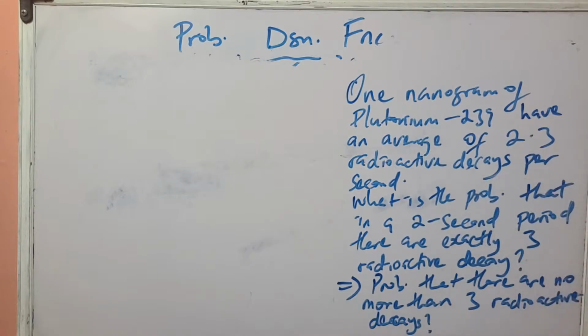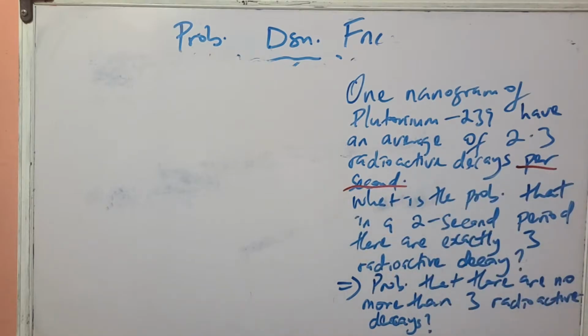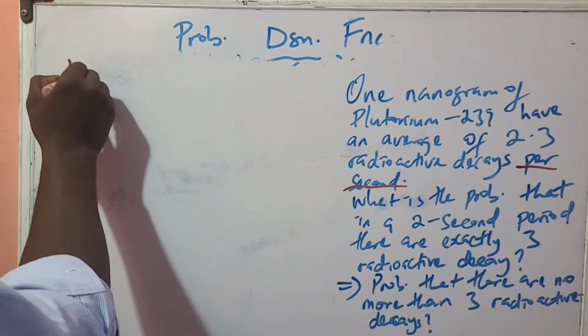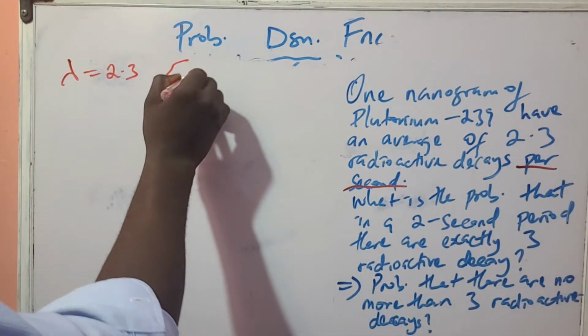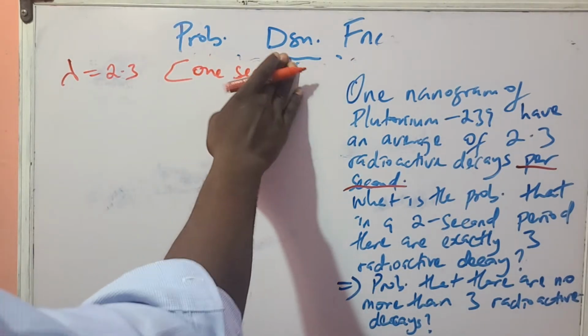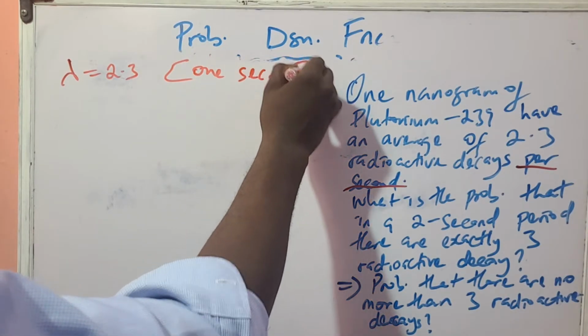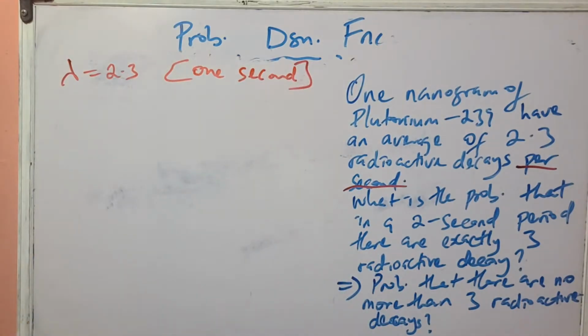Notice the word per second in this case. So the lambda, when you're dealing with per second, is 2.3. But note that this is for 1 second, because you can see the word per second there. So the question said, what's the probability that in a 2-second period, now this is different. This is not the same as per second. This is in a 2-second period, so there are exactly 3 radioactive decays.